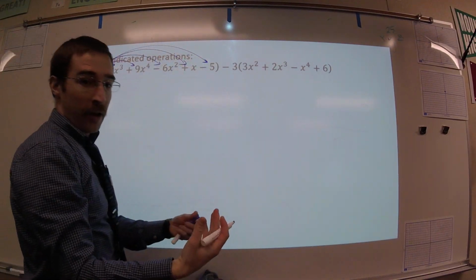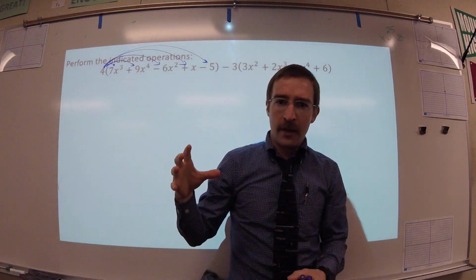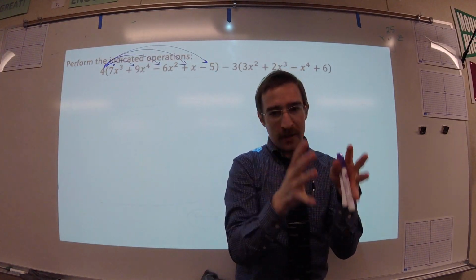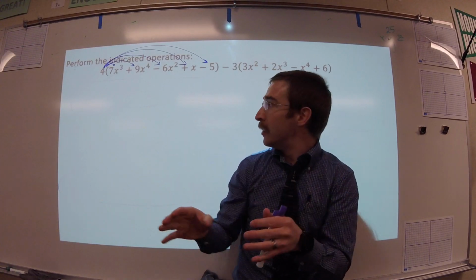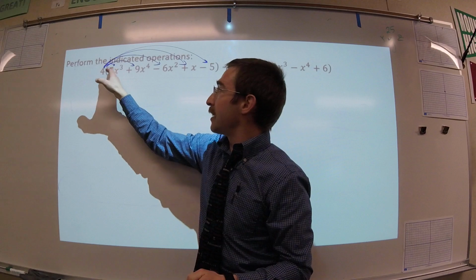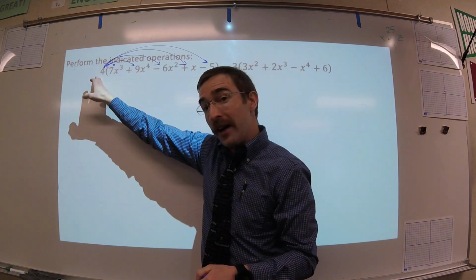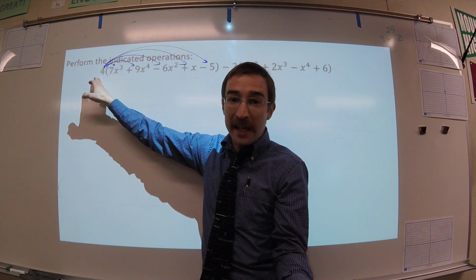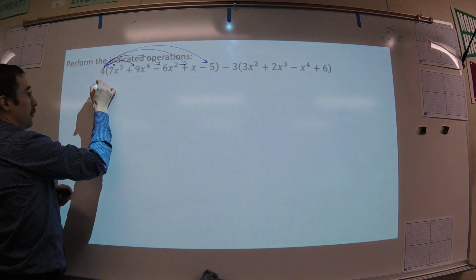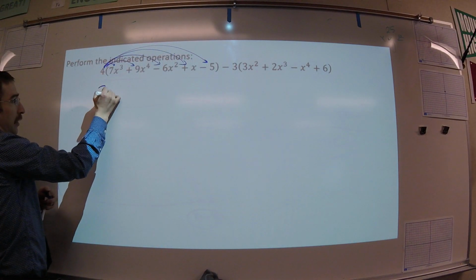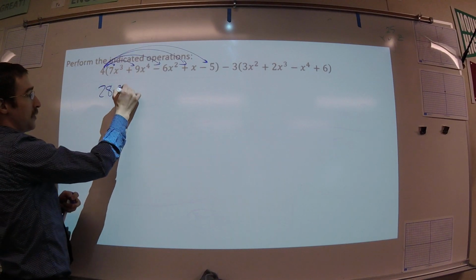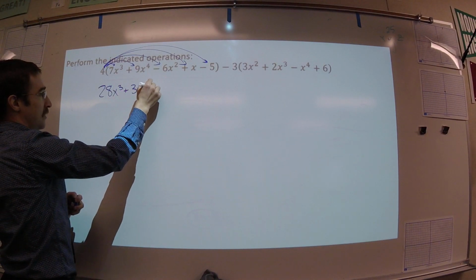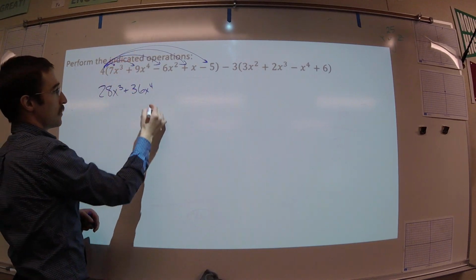And when we are multiplying, what we're doing is we're multiplying the numbers and keeping the x to the whatever as is. We're saying, how many of these do we have? Well, we have 7x to the third 4 times. Well, that's 28x to the third. So 4 times 7 is 28. So I have 28x to the third. 4 9x to the fourths, that's plus 36x to the fourth. Because 4 times 9 is 36.